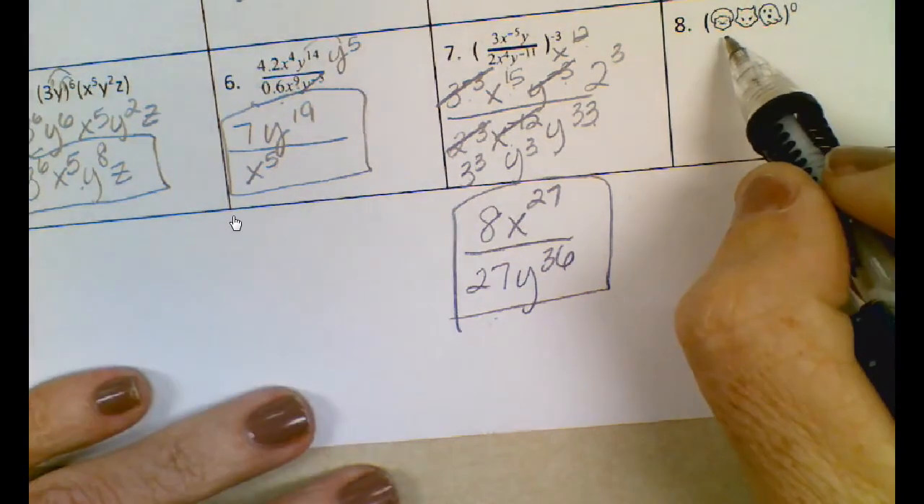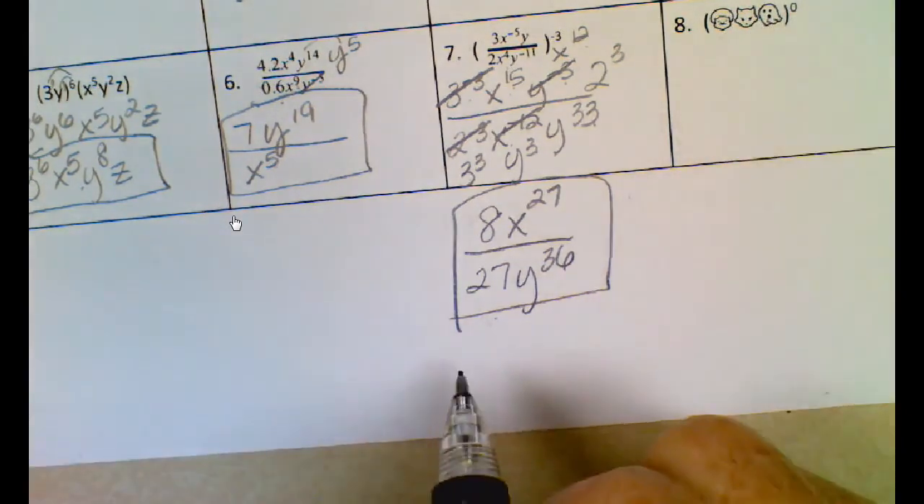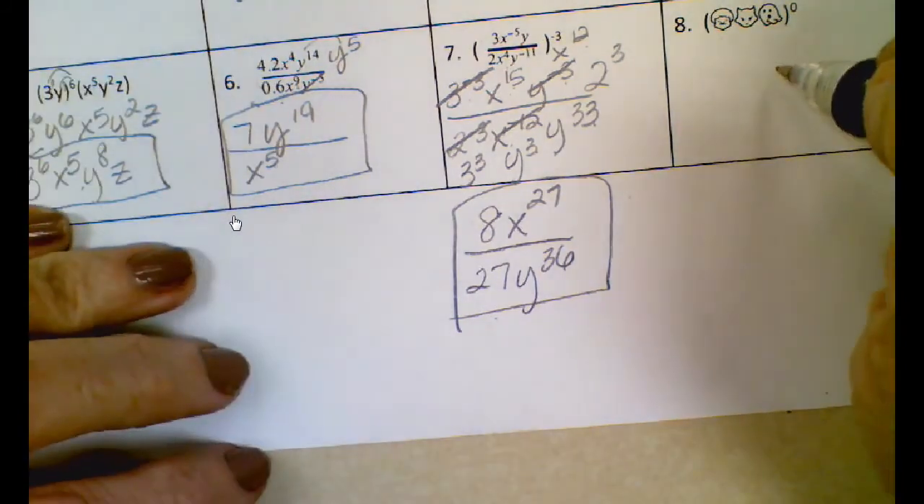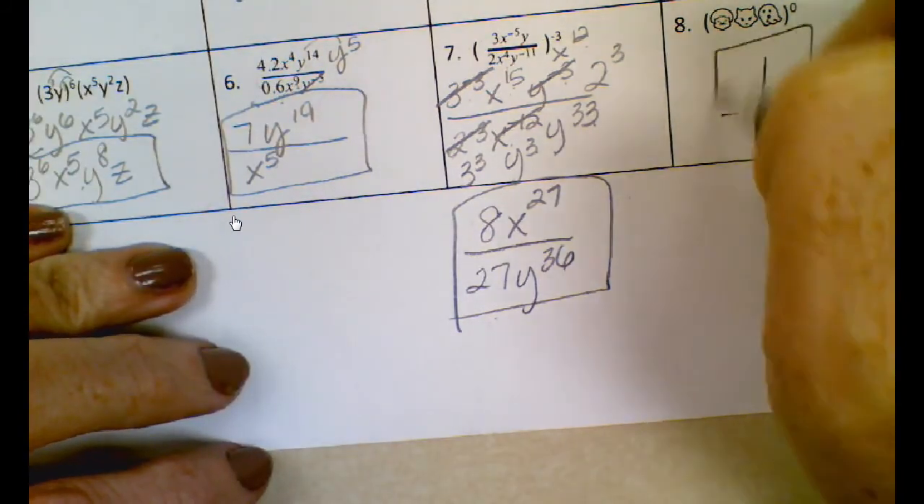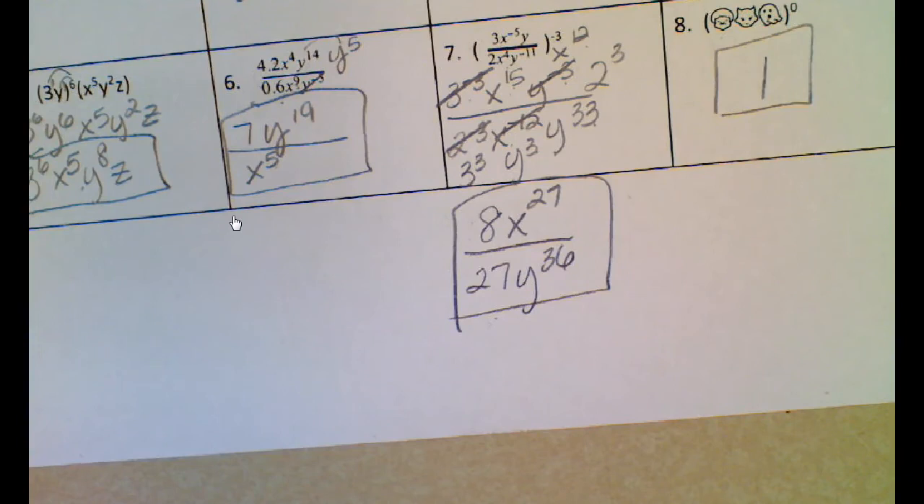Okay, and lastly, good, happy face, cat face, ghost to the 0 power. Anything to the 0 power is 1. Okay, that's it for section 4.1.